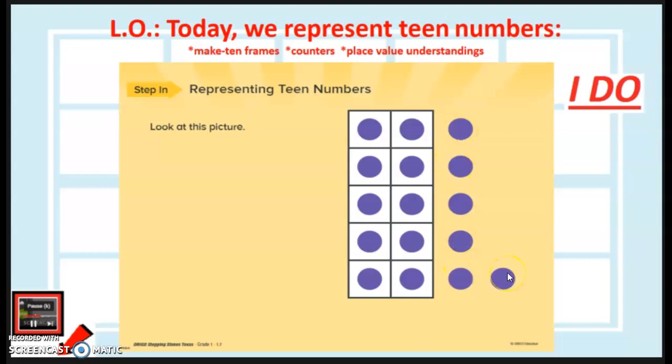Now look at this picture. I know I have a make 10 filled. Well, how can I start? Well, think about that count on. Think about it, and then let's get started.